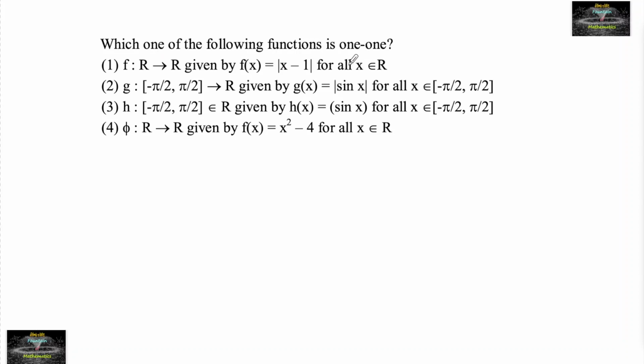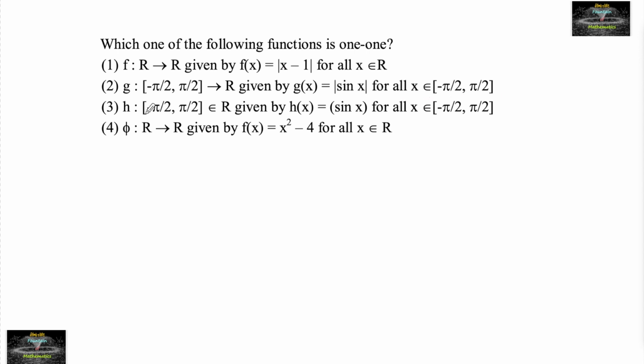Which one of the following functions is 1 to 1? First one, it is given f from R to R given by f of x is equal to mod of x minus 1. Second function, g from minus pi by 2 to plus pi by 2 to R given by g of x is equal to mod of sin x for all x belongs to minus pi by 2 to plus pi by 2.